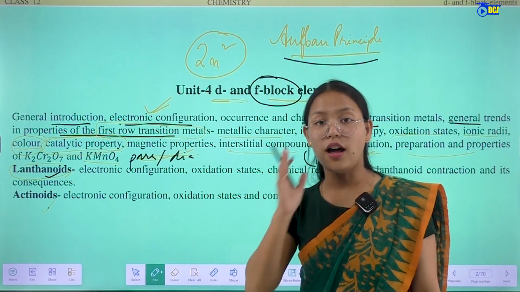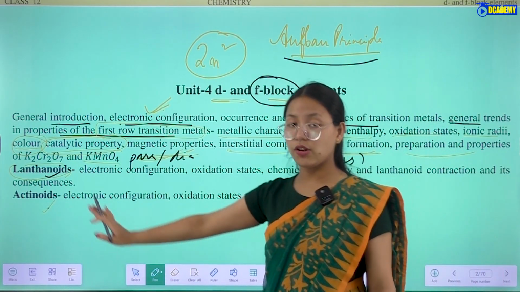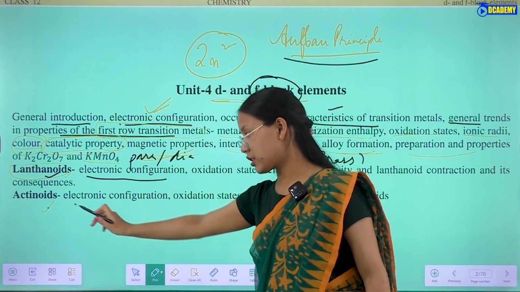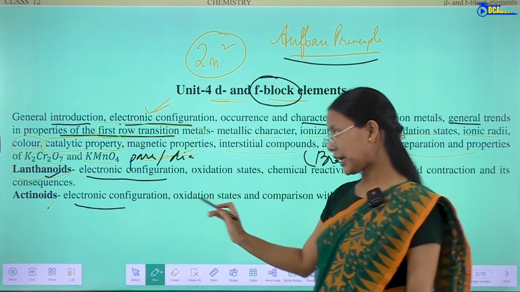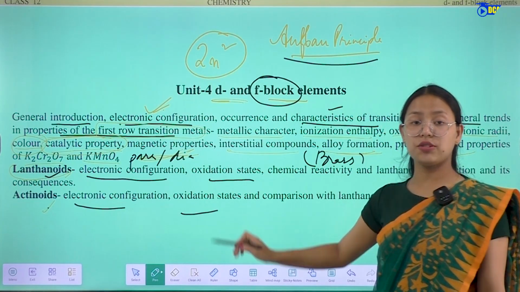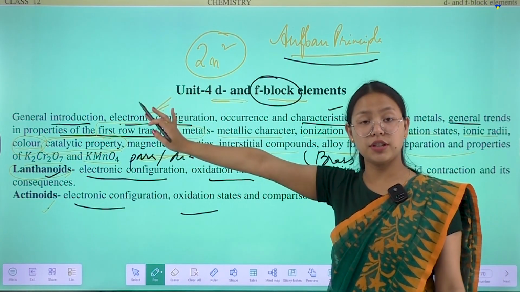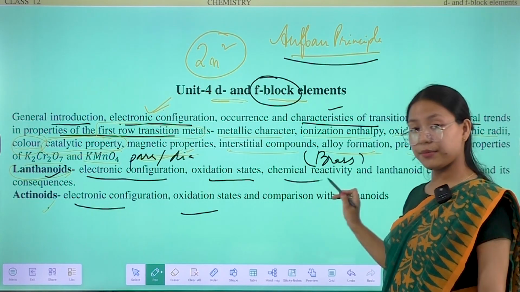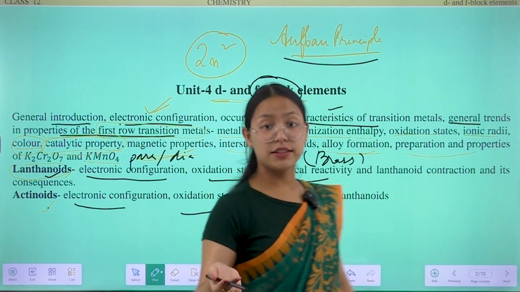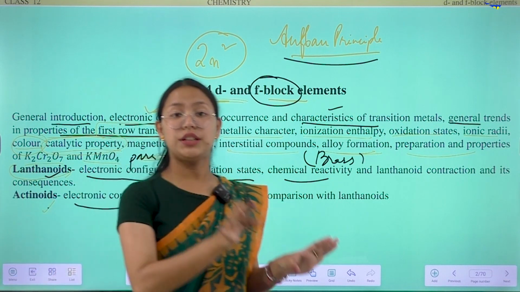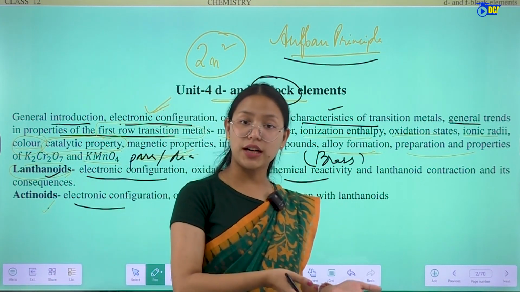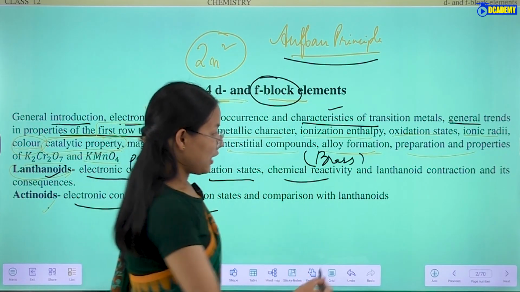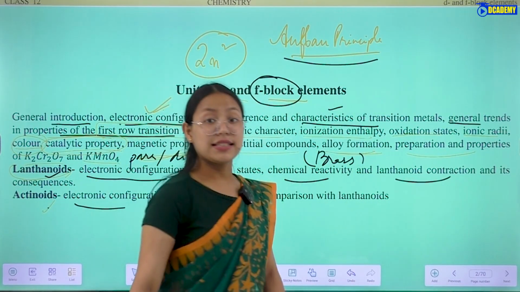We study the electronic configuration of the lanthanoids, similar to that of the actinoids. Then the oxidation state: as in the d block, it is high. Then chemical reactivity, reaction with water, reaction with acid, reaction with base. And then lanthanoid contraction.